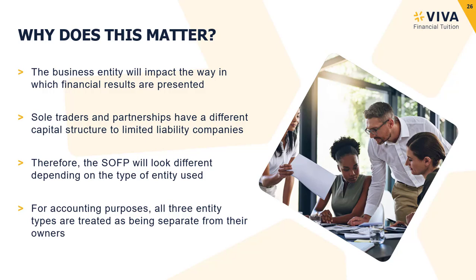However, this point at the bottom is key. For accounting purposes, all three types of business are treated as being separate from their owners. Legally, there's no separation for a sole trader or a partnership, but there is for a limited company. But when we're recording the transactions, sole trader, partnership and a limited company are all treated as being separate business entities rather than separate legal entities.